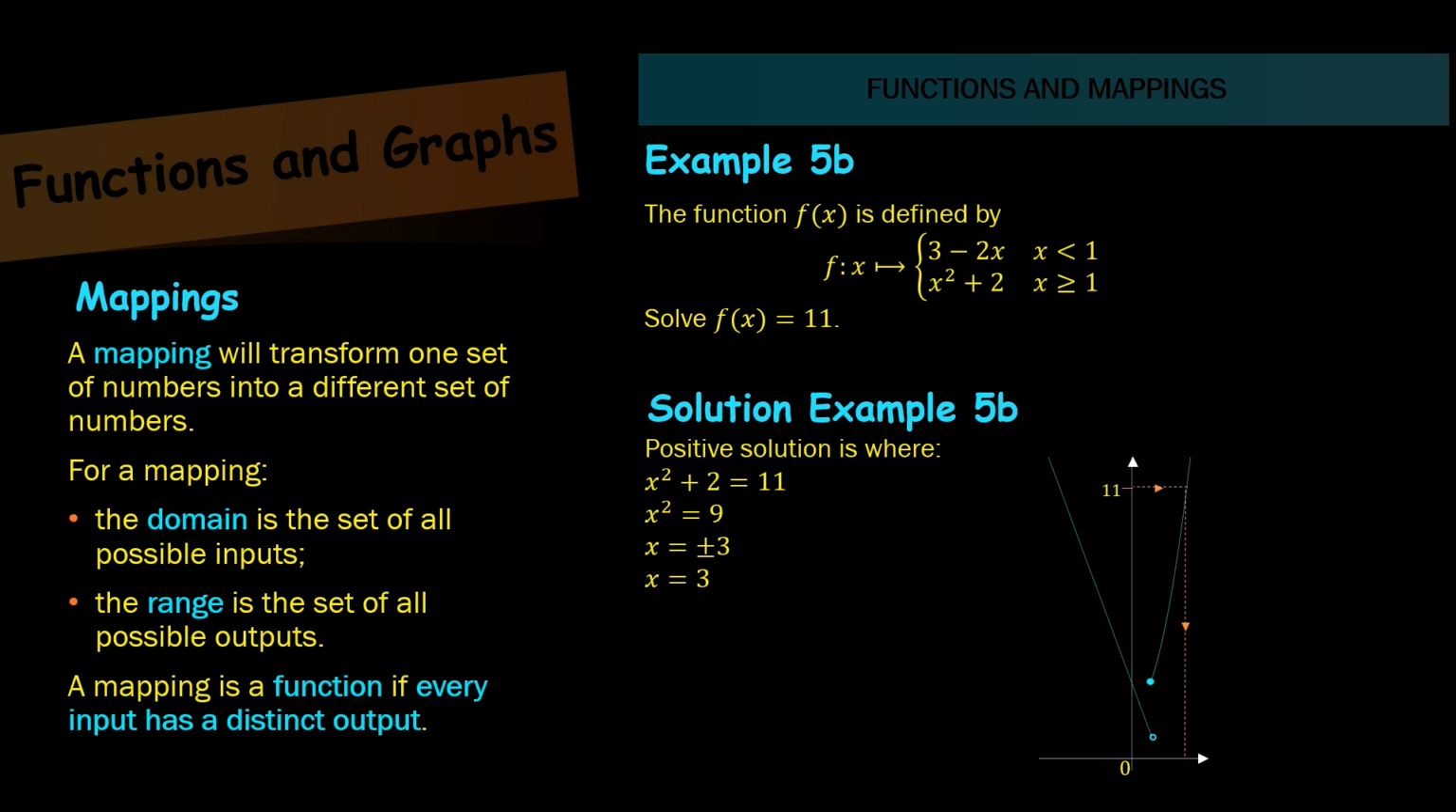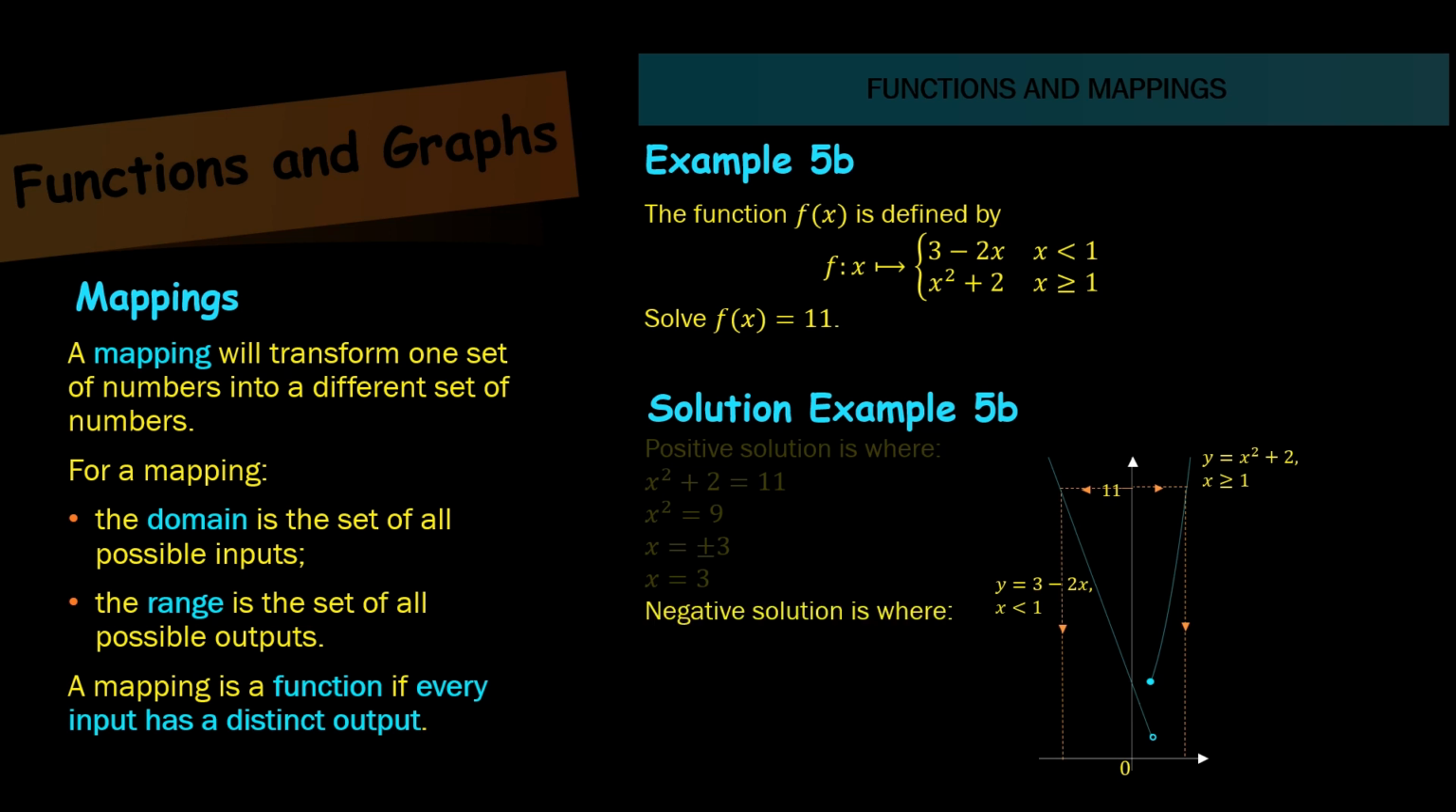On the negative side, or where x is less than 1, we have one solution also. So the negative solution is where 3 minus 2x equals 11, because for x less than 1, we have this linear equality holding. And solving for x gives us x equals minus 4. And so we have two solutions, x equals 3 and x equals minus 4.